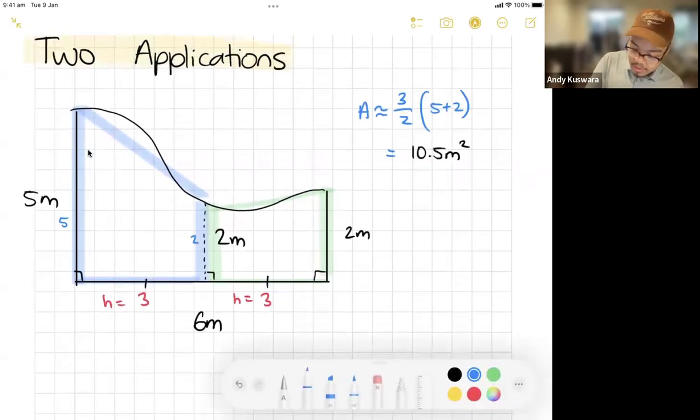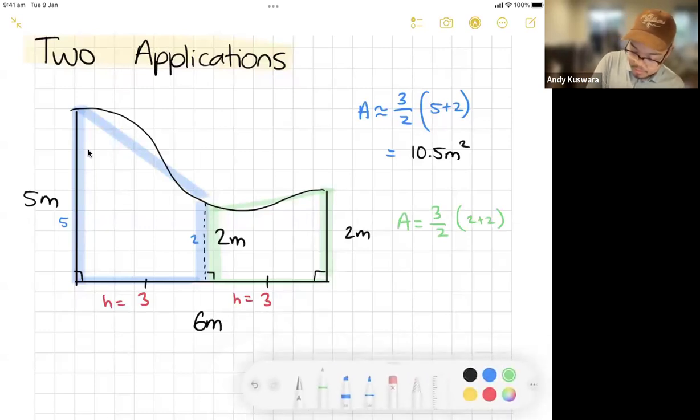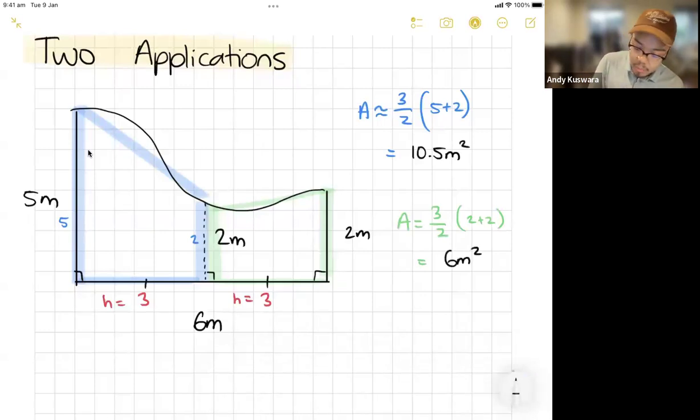And let's check the next area, which is our green area. This area here is going to be height on 2, so again 3 on 2 multiplied by 2 plus 2. And so this one here will end up giving us an answer of 6 meters squared. And so our approximation here is approximately 16.5 meters squared, because I've just added those two together, the 10.5 plus the 6.